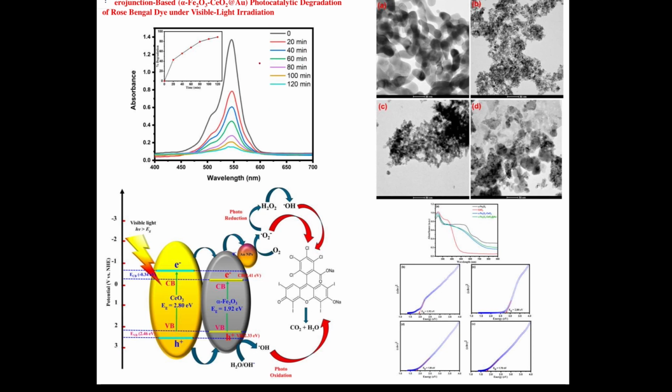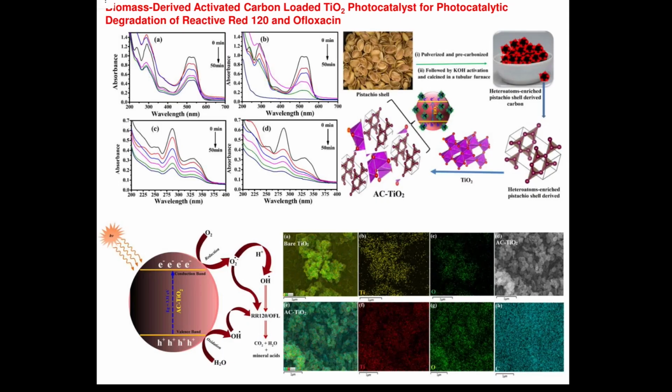And here the dye chosen was rose bengal, and approximately 80 to 85 percent of the dye was degraded in 120 minutes under the visible irradiation. For the second material we synthesized recently, it was TiO2, and we loaded it with activated carbon.